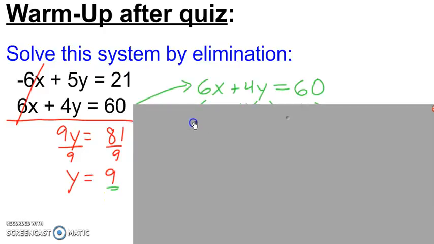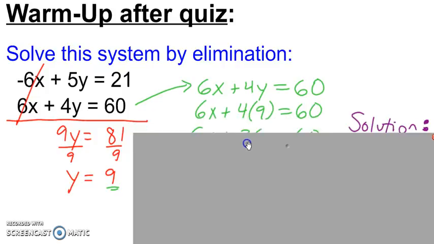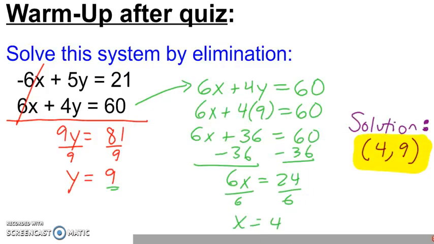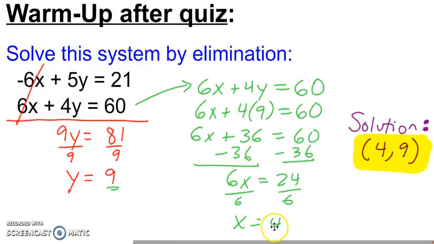I chose to plug into the second equation, just looked a little bit easier since it didn't have the negative. And you can see my work for plugging in 9. I wound up getting that x equals 4. So the solution to my equation is the point where x equals 4 and y equals 9, which we write as the point (4, 9).